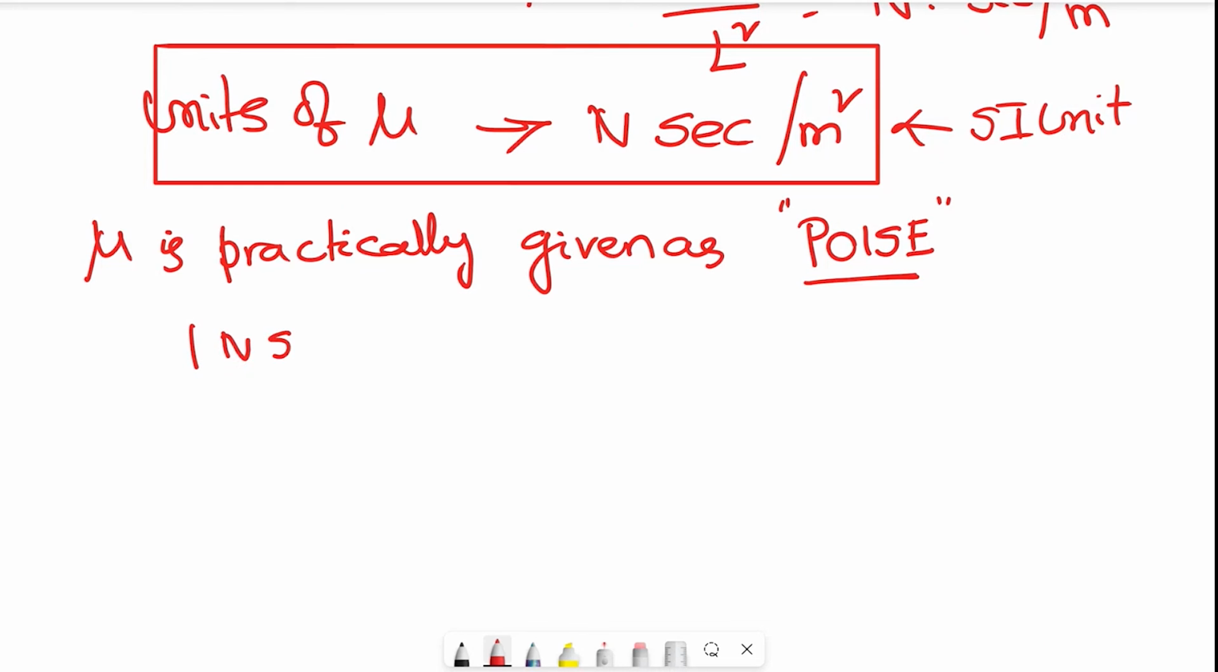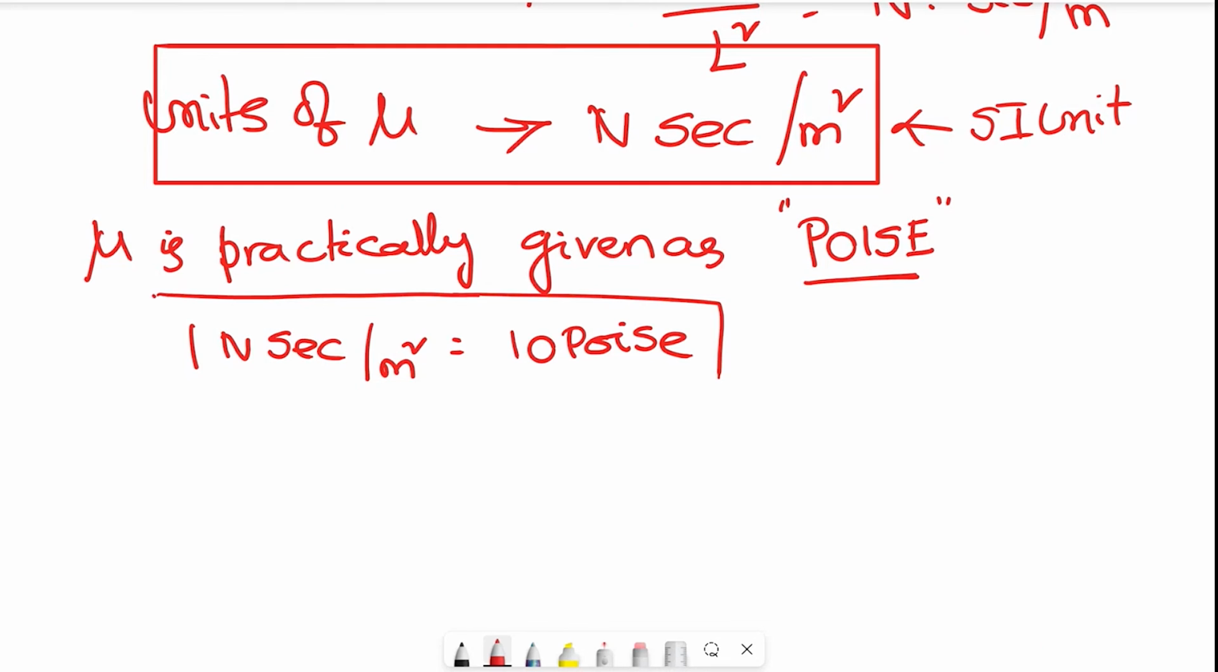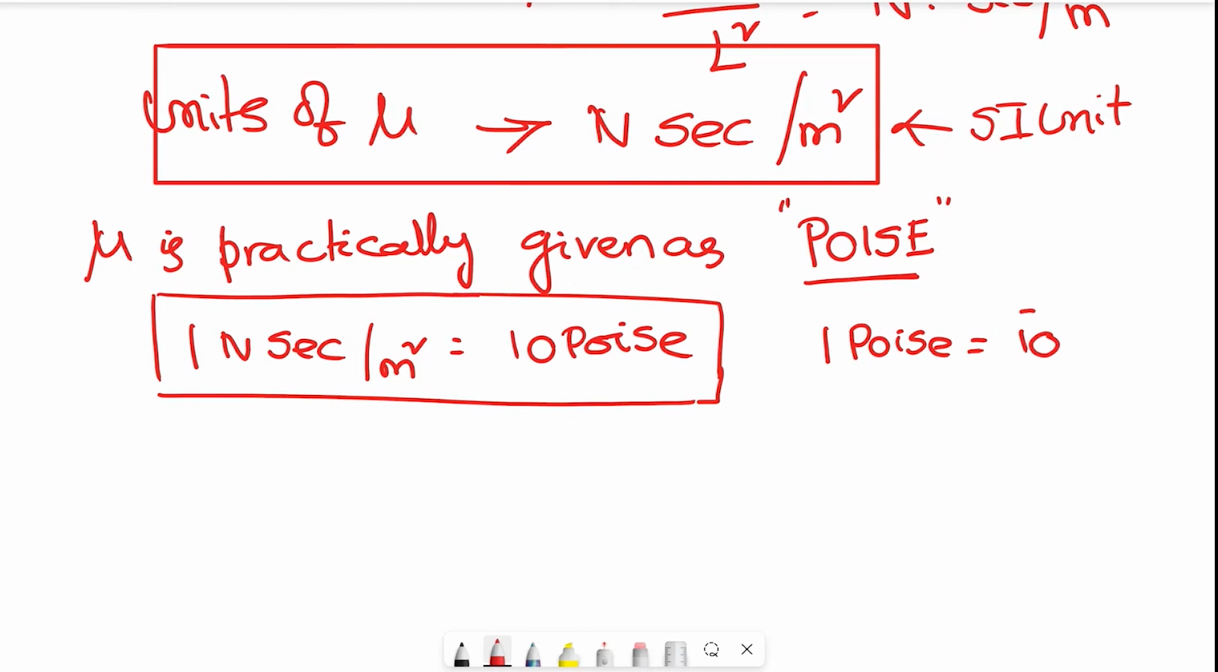1 Newton second per meter square is equal to 10 poise. This is the conversion factor. If any problem gives it in terms of poise, you can immediately convert it into Newton second per meter square. 1 poise is equal to 10 to the power of minus 1 Newton second per meter square.